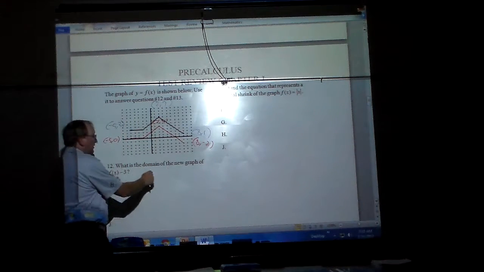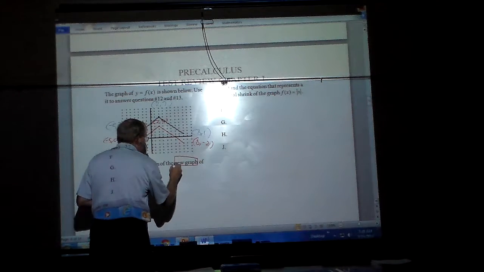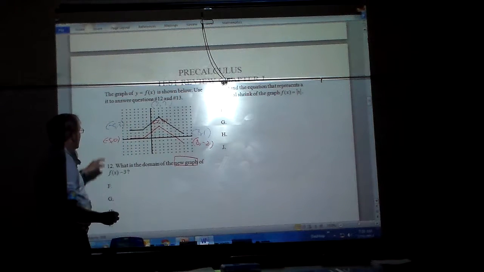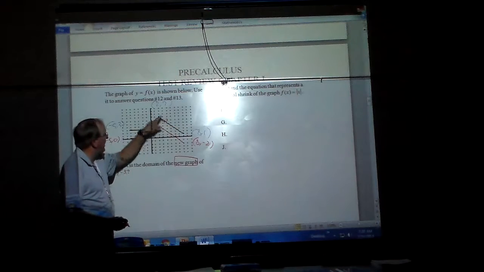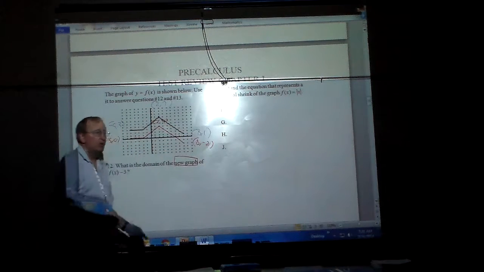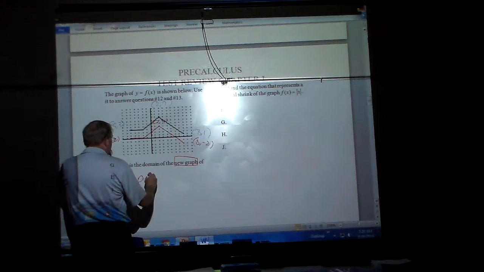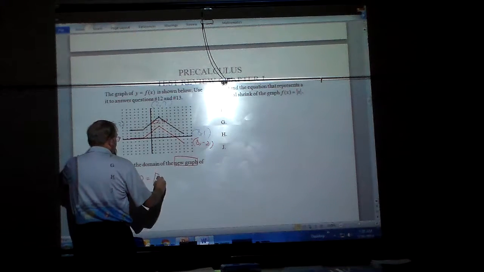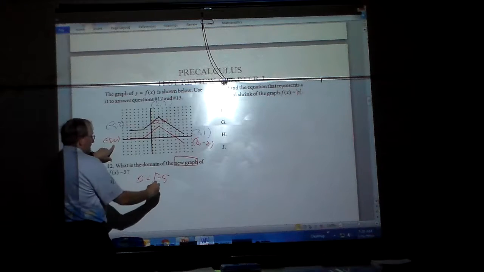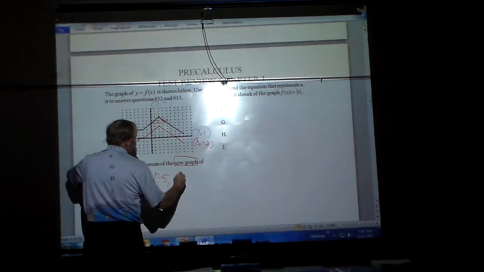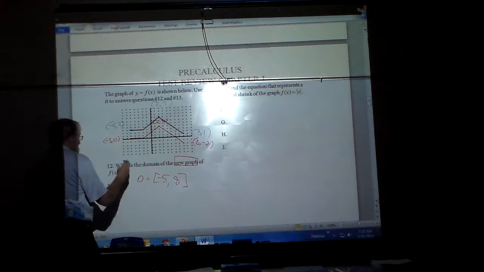What is the domain of the new graph? Well, the domain is the x's. Notice the x's stayed exactly the same. What's my furthest left x? It's at negative 5. So the domain, and it can equal negative 5, goes all the way to 8. This is the answer to 12.